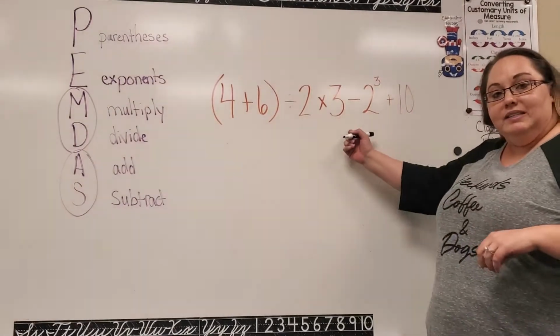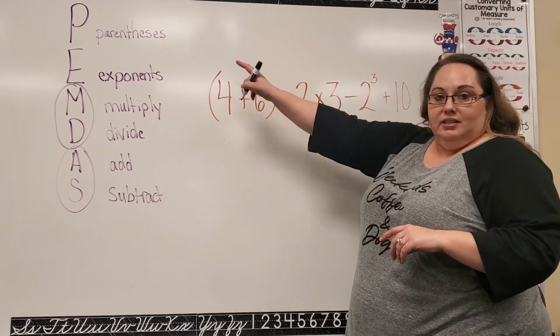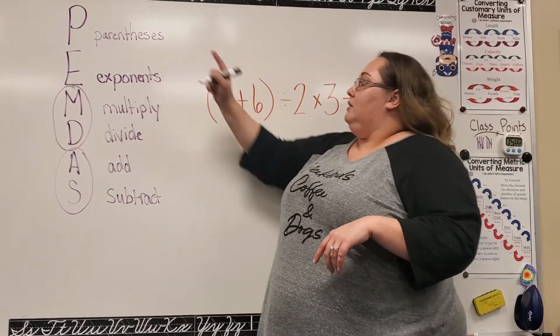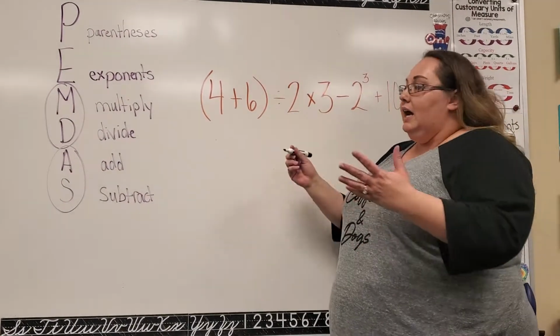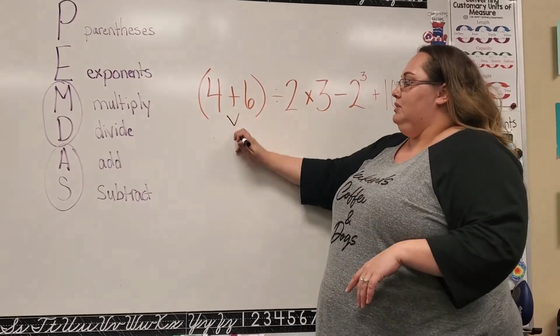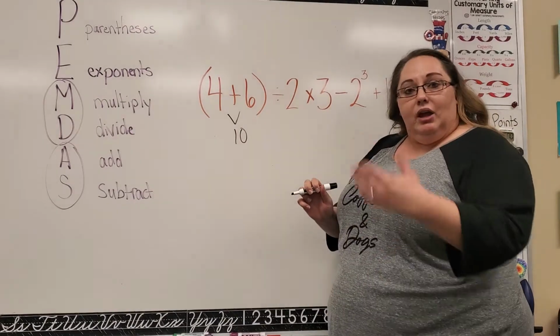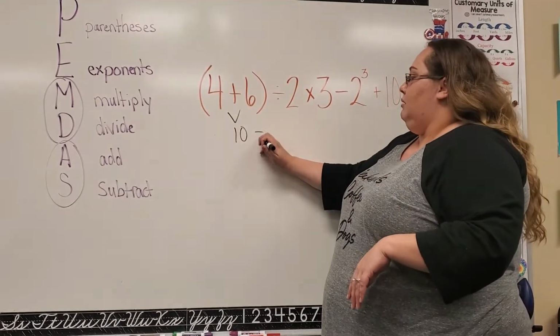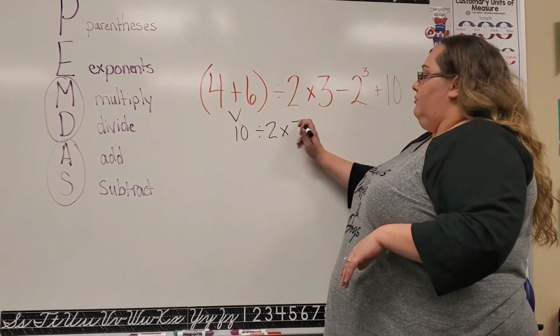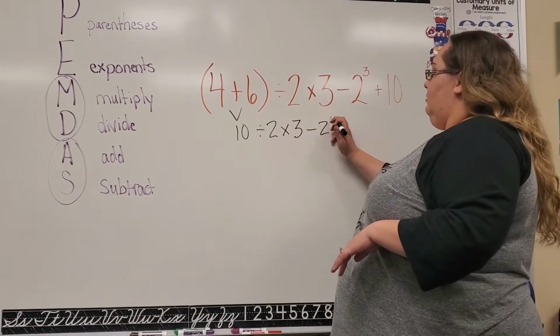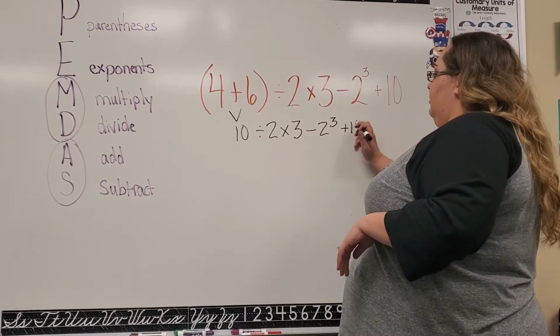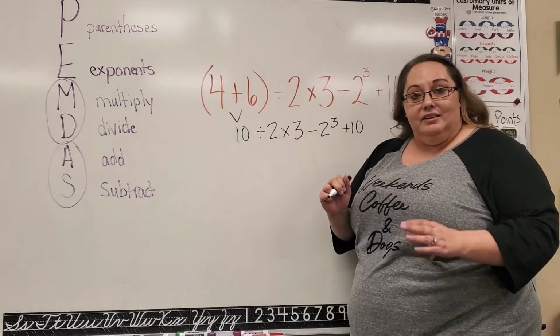Here's my example right here. I start at the top, so there are parentheses in this one, so I'm going to do 4 plus 6. I think to myself, 4 plus 6 equals 10. I'm going to write that down. I'm just going to bring everything else down, if you remember. Everything else just comes straight down. And now I go on to my next step.